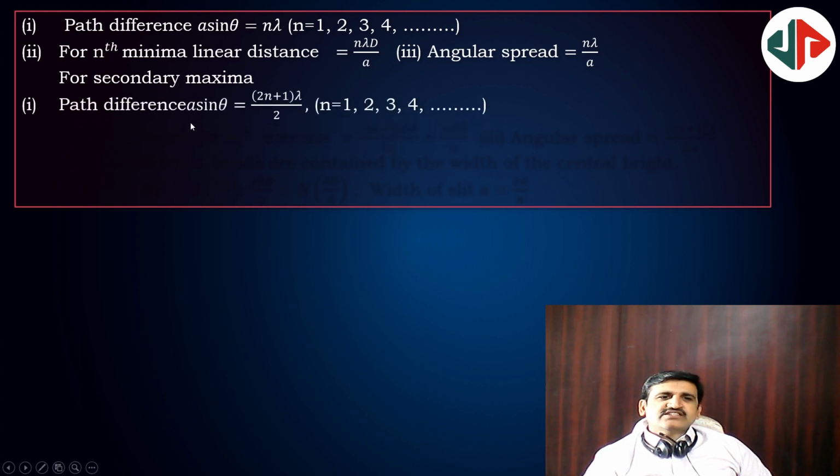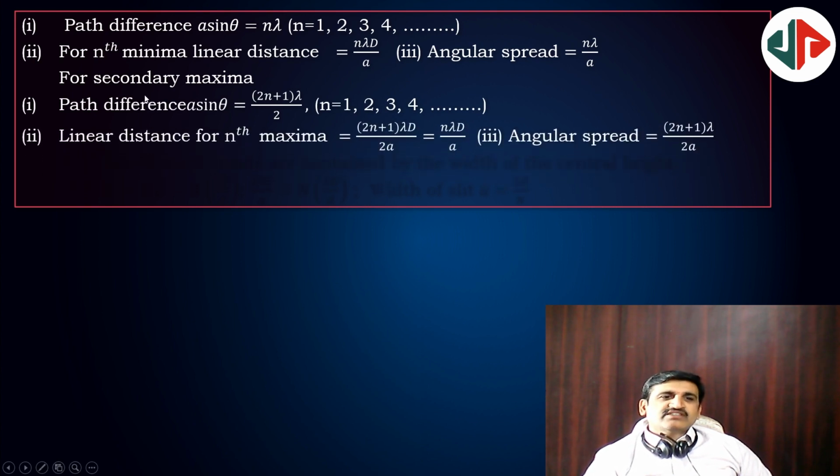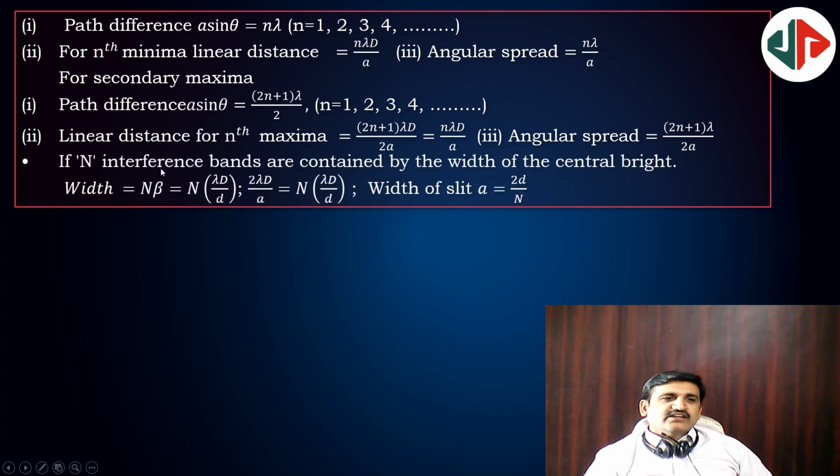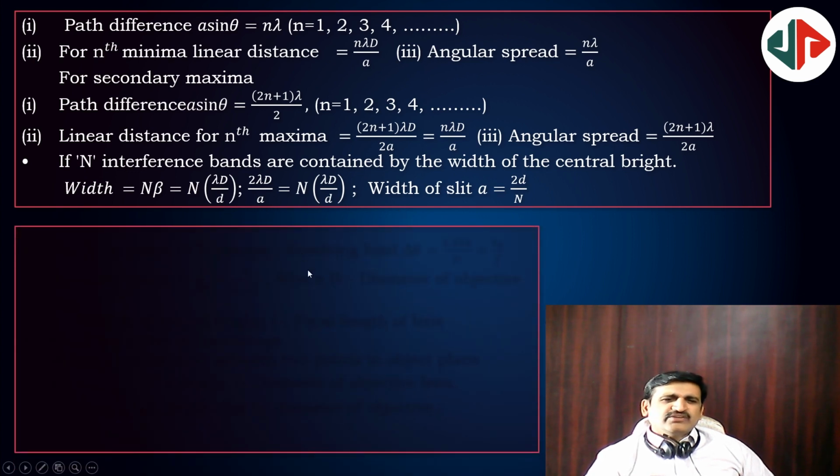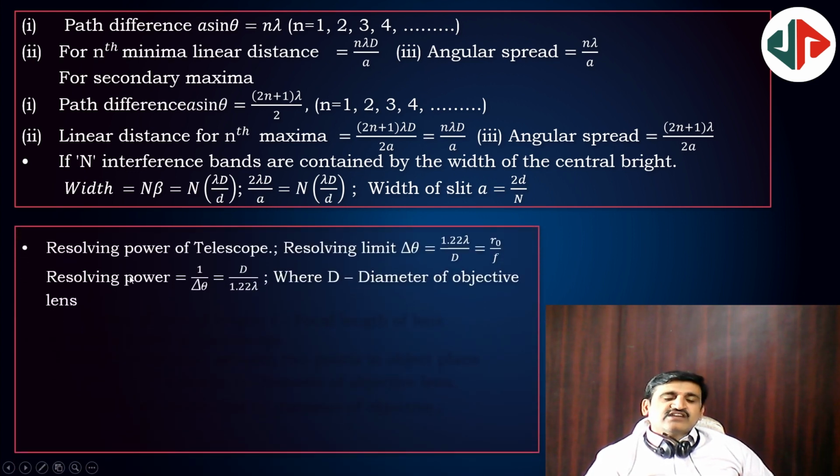And path difference is equal to a sin theta equal to n plus 1 of lambda by 2, where n equal to 1, 2, 3, 4, for secondary maximas, 2n plus 1 of lambda by 2. And linear distance of nth maxima is 2n plus 1 of lambda by 2 into d by a. And angular spread: if n interference bands are contained by the width of the central bright, then n beta equal to n into lambda d by d, 2 lambda d by a. These are all you need to study. That's it.